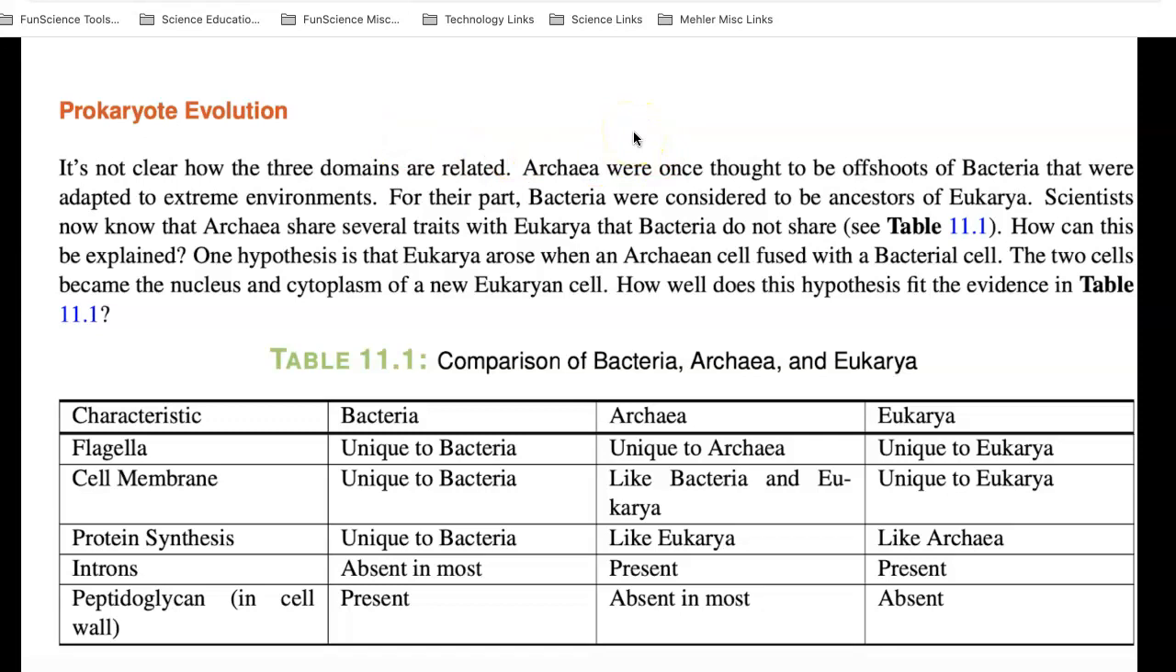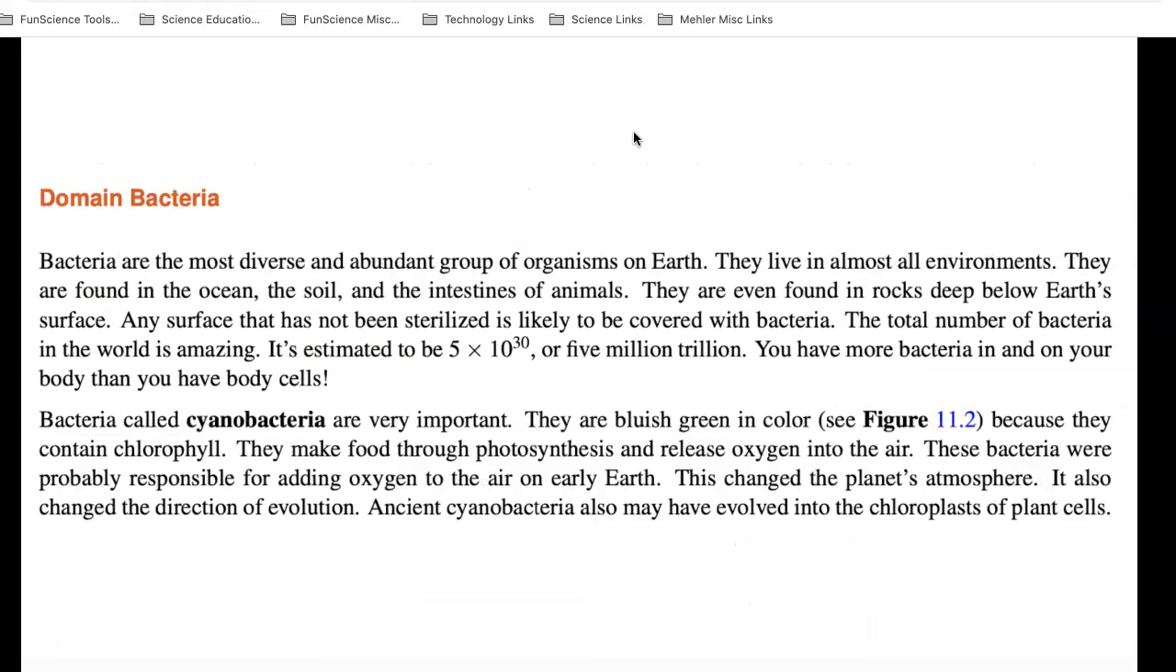Prokaryotic evolution, bacterial evolution: some of the oldest living organisms on our planet. The oldest microfossils we have are of prokaryotes. Domain Bacteria are the most diverse and abundant organisms on Earth. They live in almost all environments. Any surface that has not been sterilized is likely to have bacteria. Bacteria called cyanobacteria are important. They're bluish green in color because they contain chlorophyll, and these were one of the first organisms to make food through photosynthesis and release oxygen into the atmosphere.